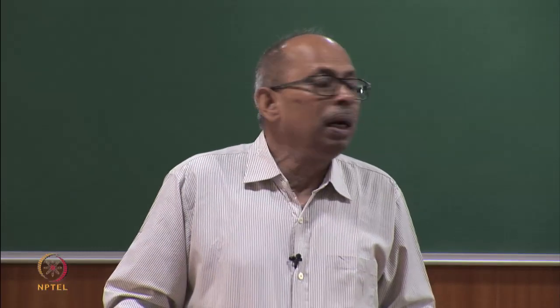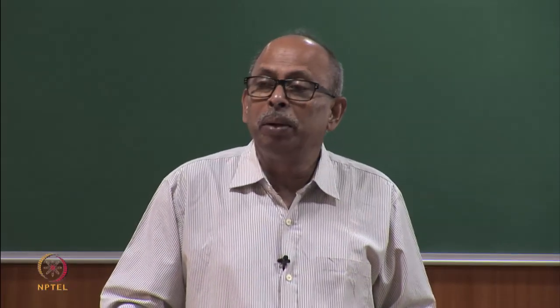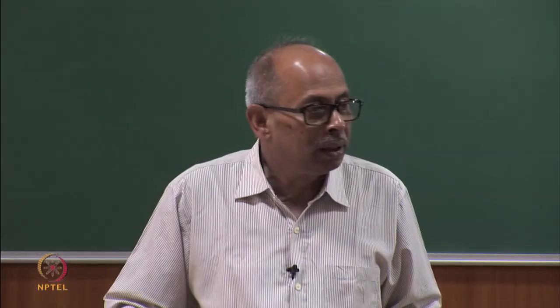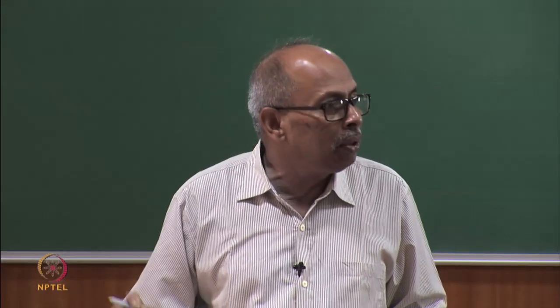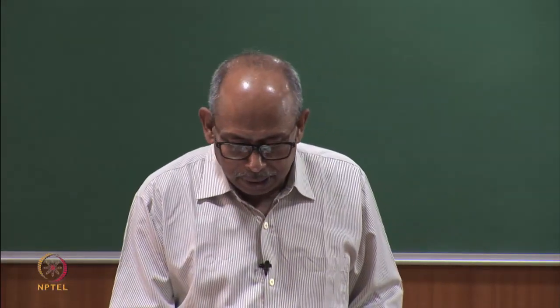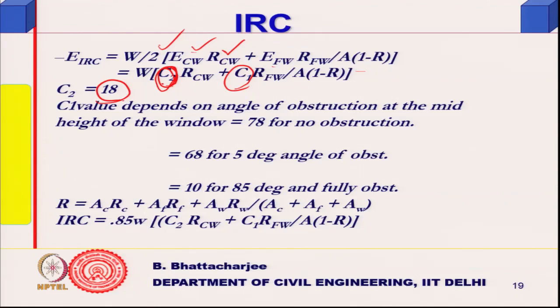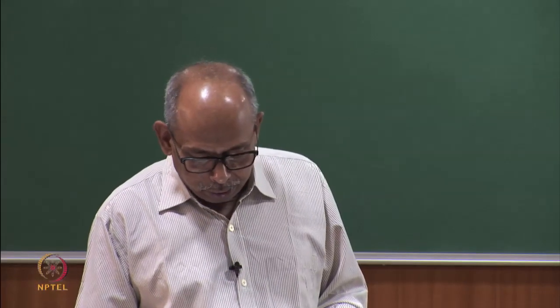In a tropical hot dry desert area it could be about 18% or 20%. So, the Indian code takes it to be 20%. This is all in percentage. So, C2 is taken as 18% reflectance, and C1 depends upon whether you have an obstruction. If you do not have an obstruction, that value would be 78. Again everything is in percentage divided by E0. E0 is also taken into account.